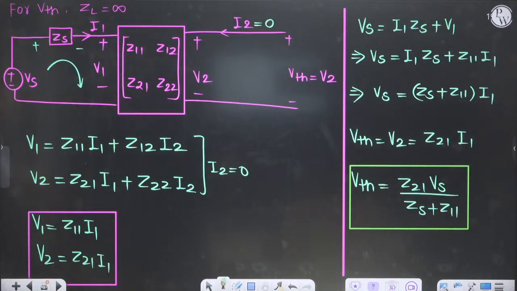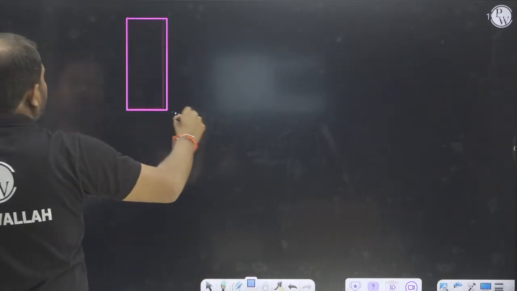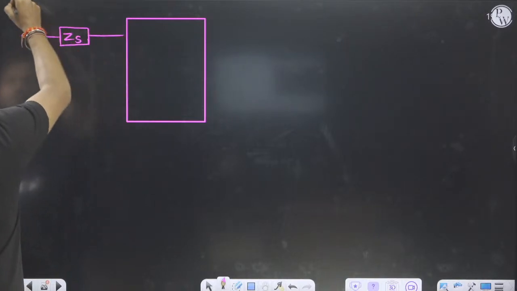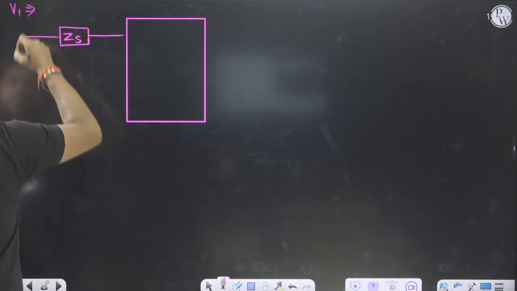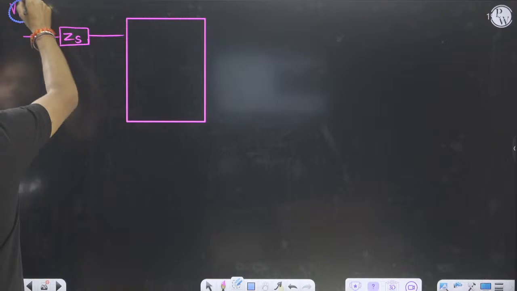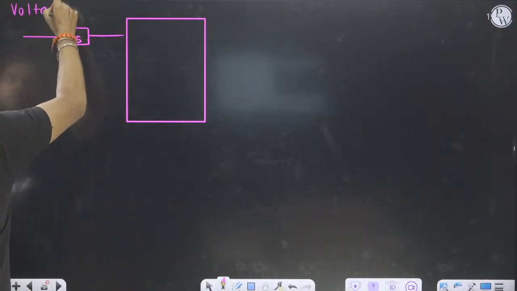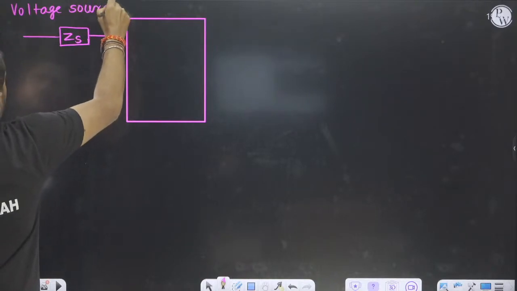Then we have to find out ZTH. For ZTH, what will we do? We will replace the voltage source by a short circuit. Voltage source will be replaced by short circuit. Then what will happen? This one is ZS, this one is ZS. For ZTH, the voltage source is replaced by short circuit.